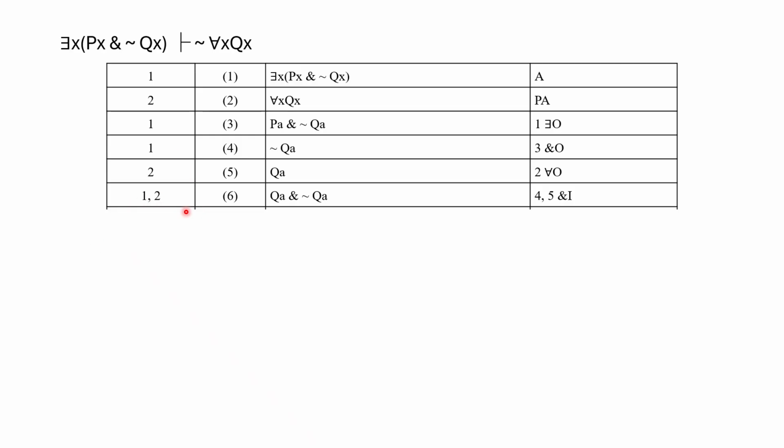Now, I made a PA. I derived a contradiction, so I can add or take away a tilde from that PA. And so that's what I'm going to do here. I'm going to add a tilde to my PA, and that gets us our conclusion. And the only thing you have to remember is to eliminate the assumption number associated with the PA here in the far left.